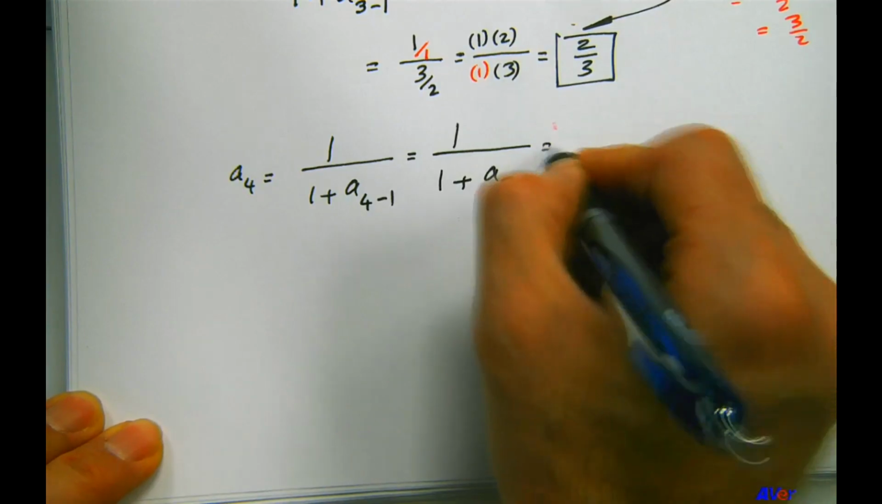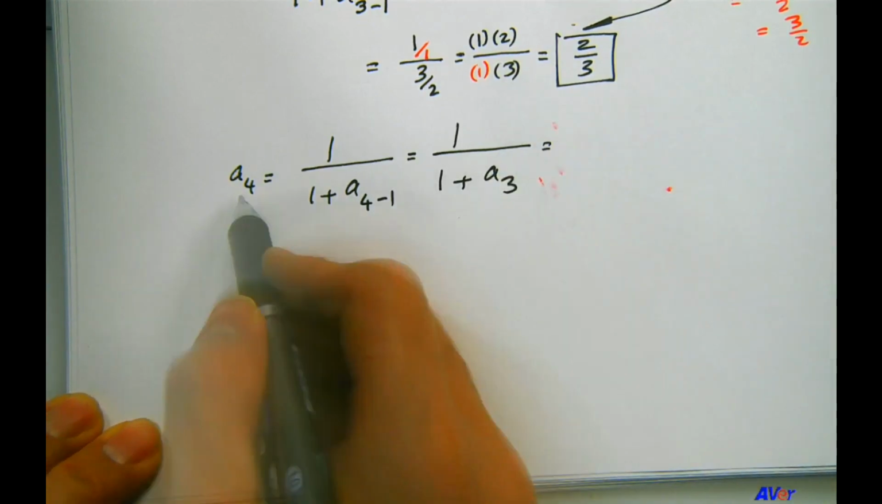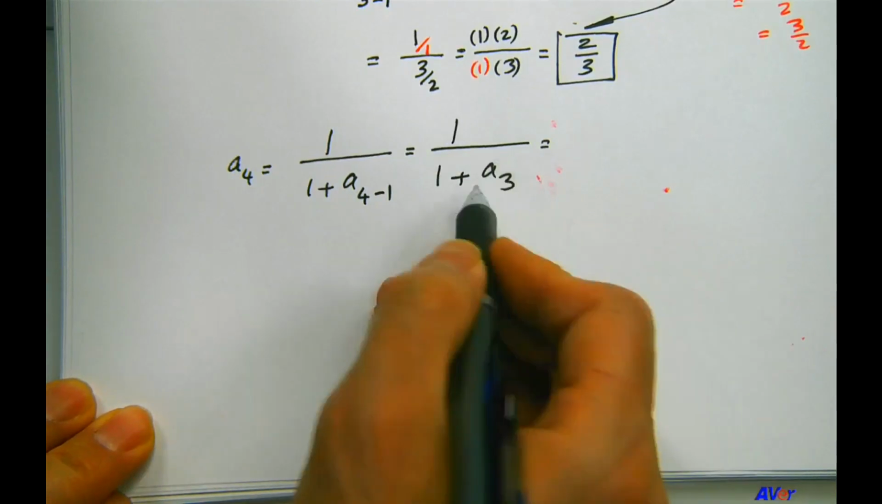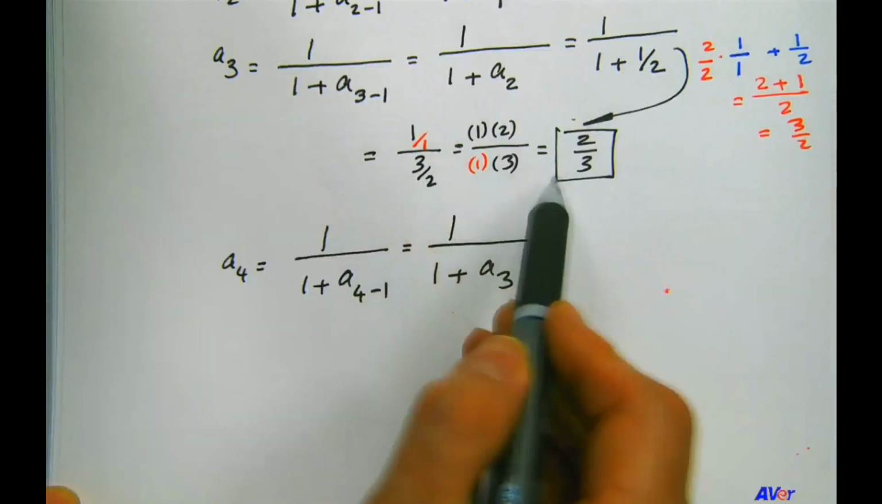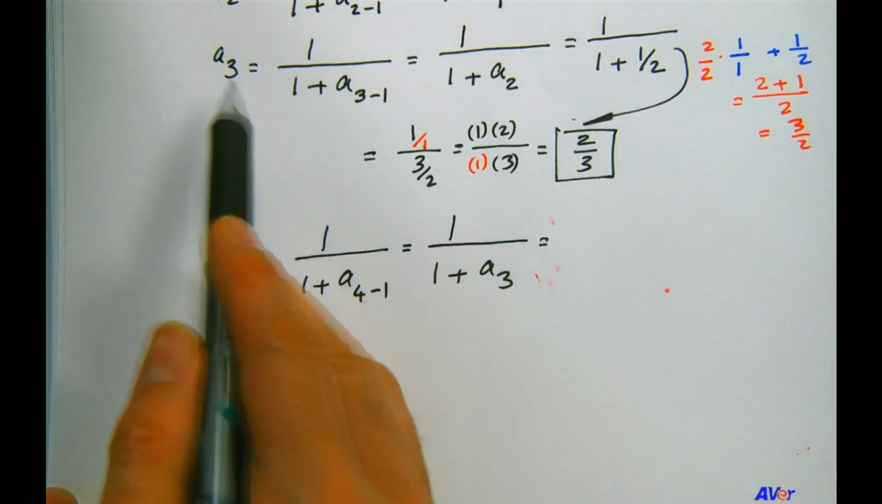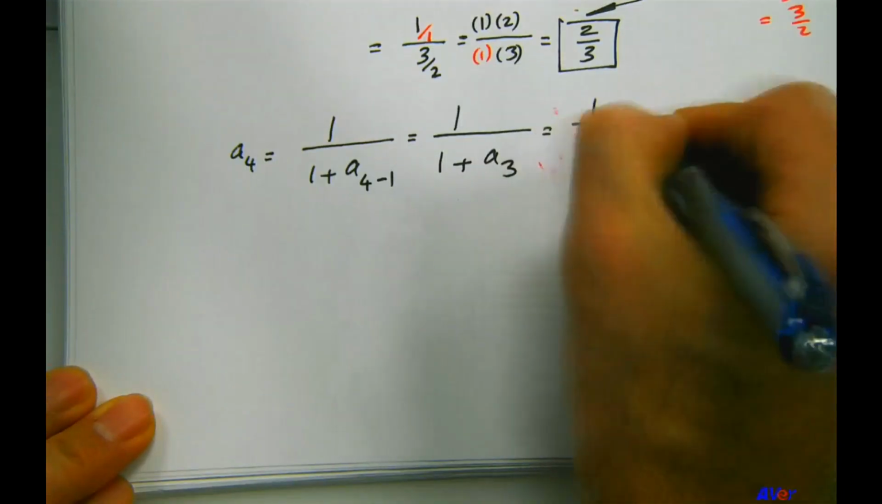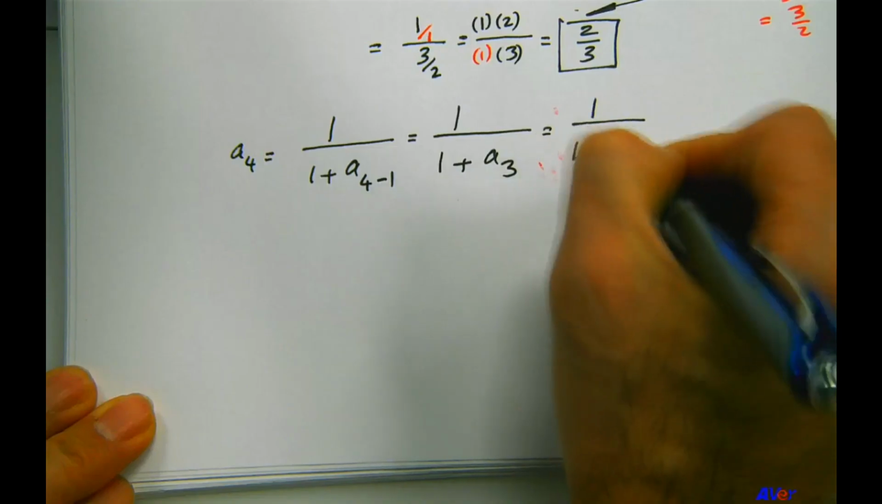So this is saying, hey, if you want to know what a4 is, you got to know what a3 is. Do we know it? Yes, we just figured it out up here. a3 is 2 over 3. So let's plug it in. 1 over 1 plus 2 over 3.